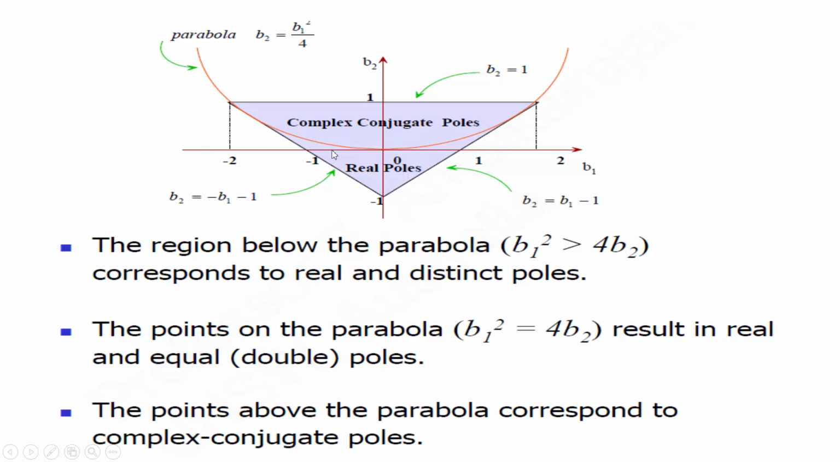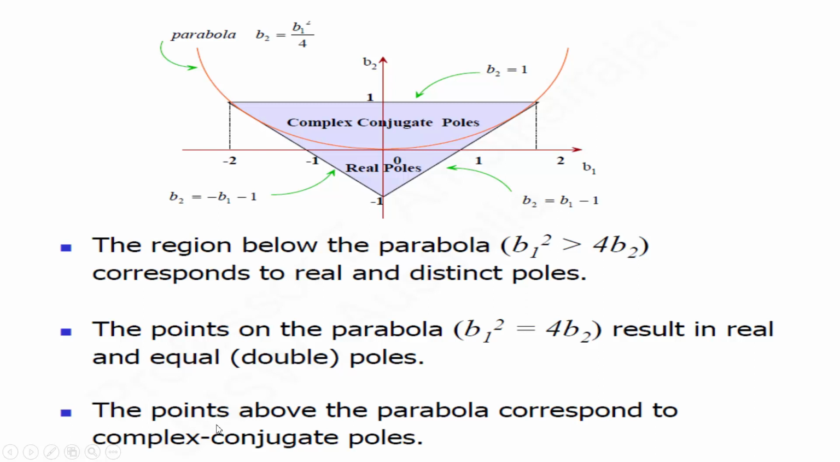Now the region below the parabola, where b1 square is greater than 4b2, corresponds to real and distinct poles. So below this parabola, everything defines real and distinct poles. Now the points on the parabola result in real and equal poles. Distinct poles means two poles will be different, but if they lie on the parabola, the same poles will be there, resulting in real and equal double poles.